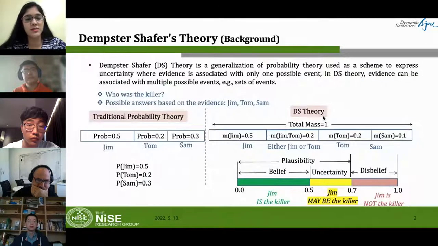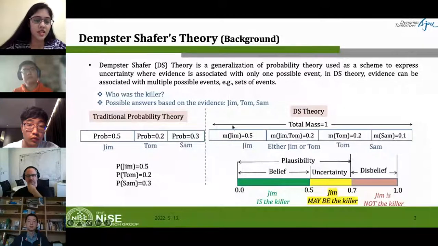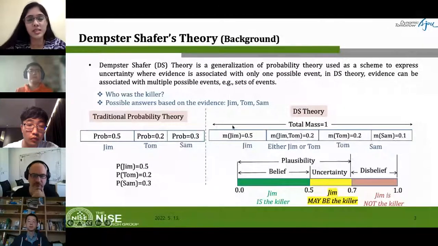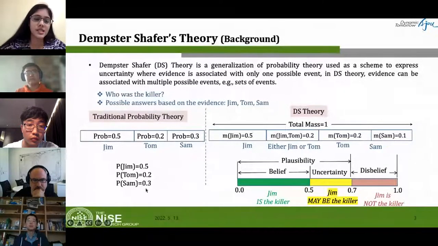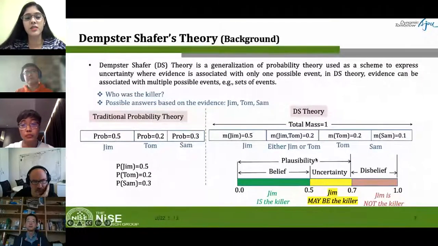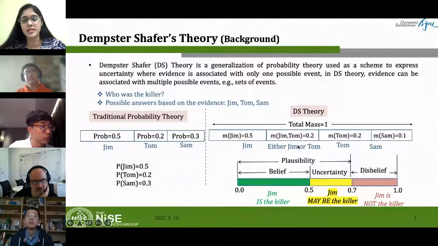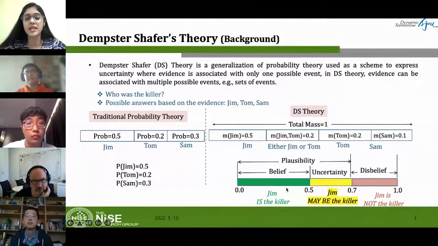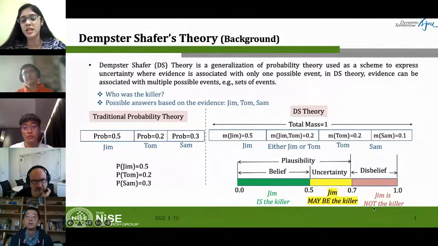As such, fitness assessments are often subjective and we don't have binary answers. Therefore, we use Dempster-Shafer theory. As you can see, in the case of traditional probability theory, if we have to answer who was the killer based on certain evidence, we can only show it in terms of singleton sets like this. Whereas in the case of Dempster-Shafer theory, we can express our mass belief, that is m, and we also can express it in terms of sets that have multiple elements. So we can express that Jim is the killer for sure, or our disbelief that Jim is not the killer, or the uncertainty that Jim may be the killer.